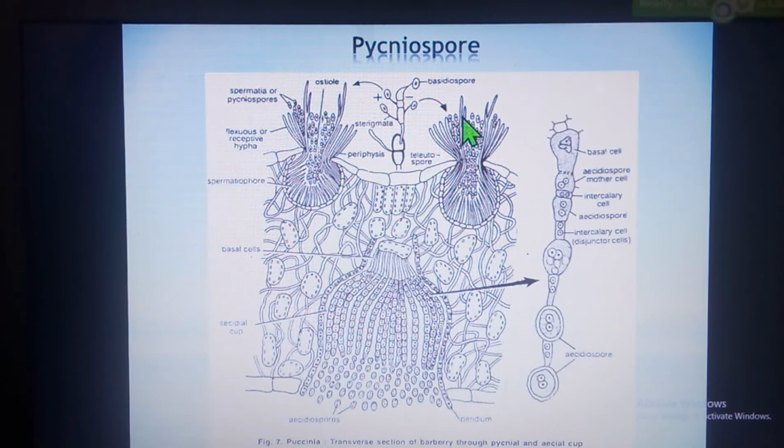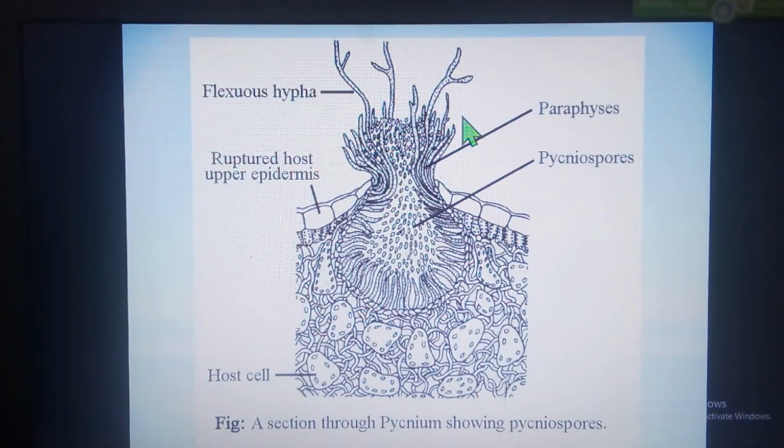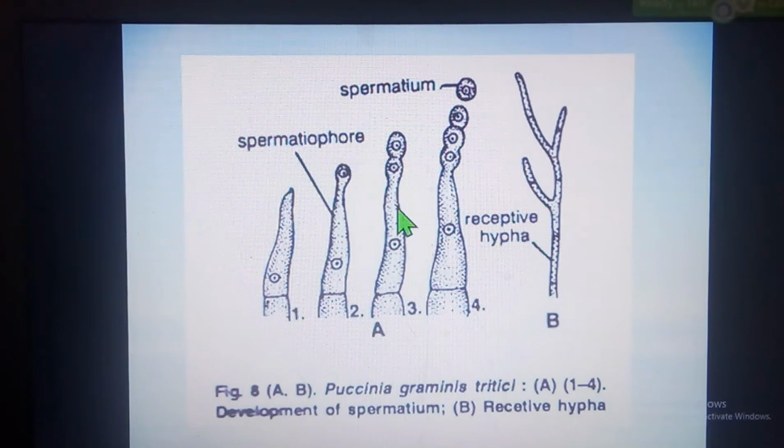Okay, so let me show you another picture. Yes, you can see this figure very clearly. This is the ruptured host epidermis. The spores are releasing outside, and these are the single nucleate cells which are aligned in a ring, known as the spermatophores or the pycnophores, and you can see these are the receptive hyphae. What is the function of this receptive hypha? You can see here what happened.